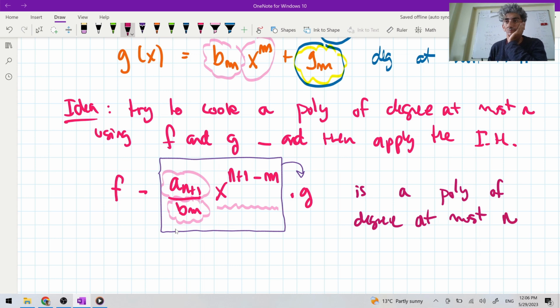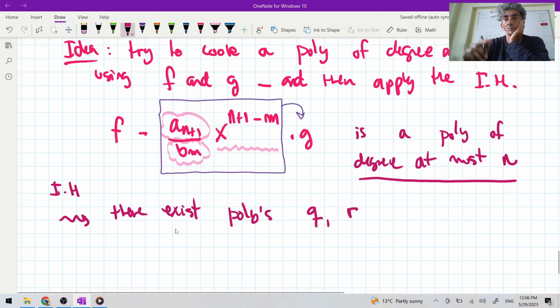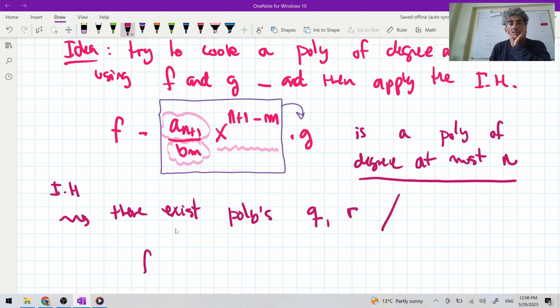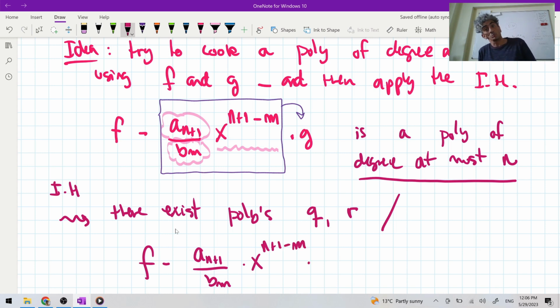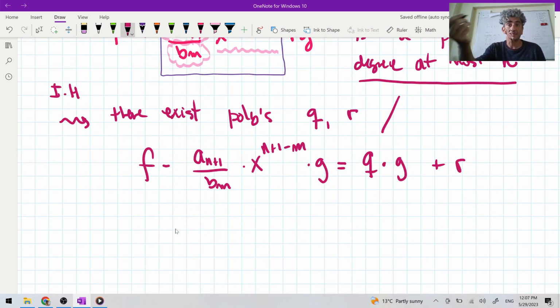At most n. So the inductive hypothesis says that there exist polynomials Q and R such that f minus a sub n plus 1 over b sub m times x to the n plus 1 minus m times g can be written as q times g plus r, right?